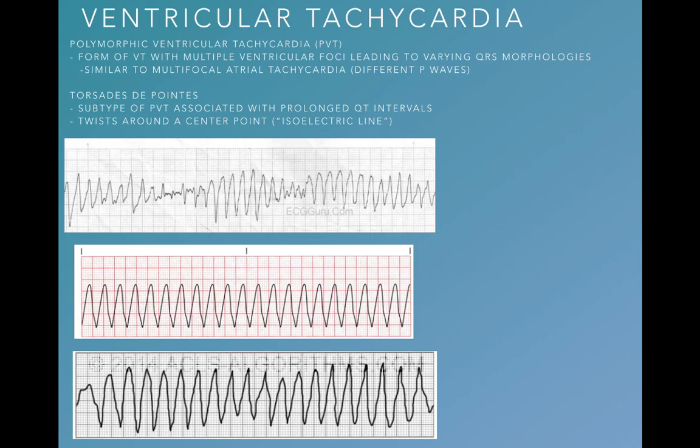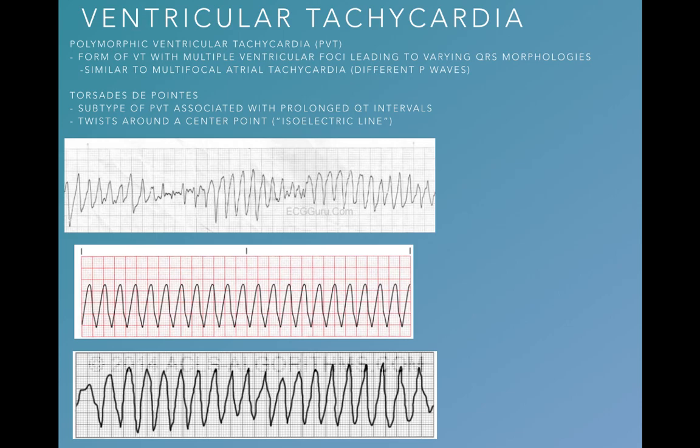So polymorphic ventricular tachycardia is just a form of ventricular tachycardia with multiple ventricular foci, leading to varying QRS morphology. This is similar to how I said that you always want to check P waves, because P waves can vary, right? That would be because they are originating from different locations. So polymorphic VTach is similar to that.